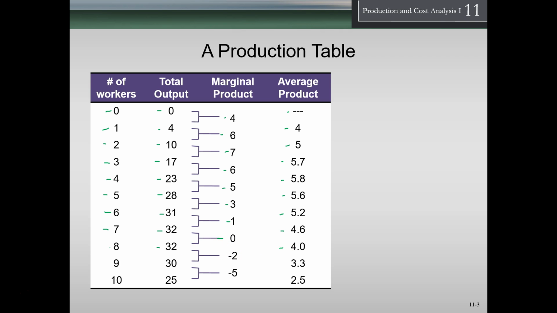And for some reason, we thought we'd hire another one, even though we didn't get any more burgers after the last one. We're going to say, okay, this probably wouldn't happen in real life, but now we're going to have 9 people. And we're going to say that now they only produced 30. Therefore, the 30 minus the 32 is a negative 2, which of course definitely brings down the average. 30 divided by 9 is 3.3.